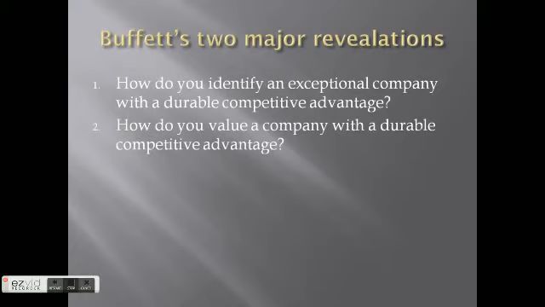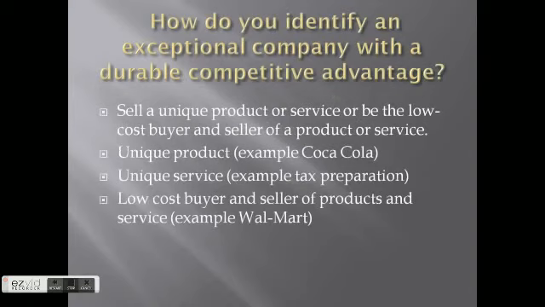The next subsequent videos will be specifically targeting the various aspects of a financial statement. So in the book, Ms. Buffett described Warren Buffett's two major revelations for identifying excellent companies to invest in. One of the first revelations he discovered was, how do you identify an exceptional company with a durable competitive advantage? And the second revelation he discovered was how do you value a company with a durable competitive advantage? So the first question, how do you identify an exceptional company with a durable competitive advantage?